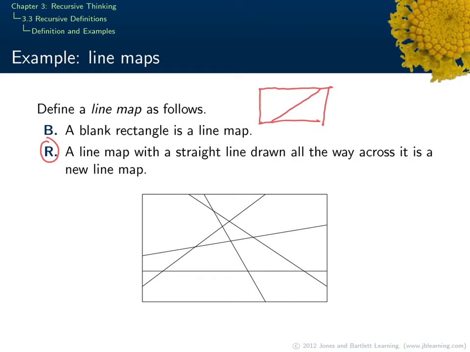And now I know that this object I've just created is a line map. I can create another more complicated line map by drawing another line. So there's a new line map that I have, again, obtained by applying R. And then eventually you get line maps that look like this picture at the bottom of the slide, and I can make, again, another more complicated line map from this one by inserting a line of my choice across the rectangle.